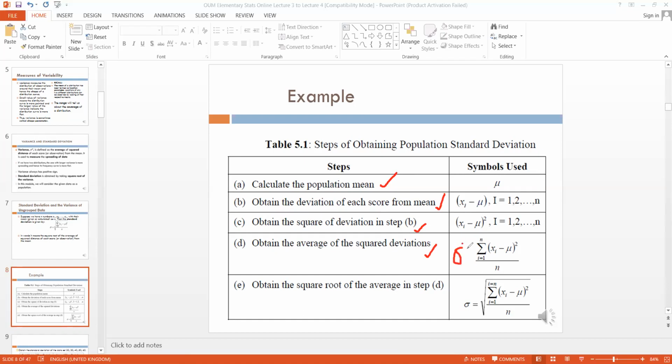So if you want the standard deviation, you find the square root. You put the square root sign to it, which means that this square will go off to give you the standard deviation. So you take note of these steps. Now let's proceed.